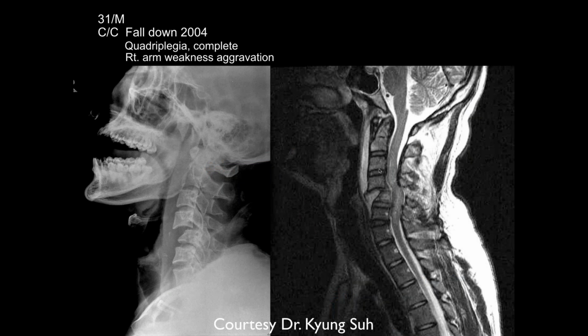Okay, 31 years, fall, quadriplegia, complete arm weakness. So posterior displacement of the C5 with compression of the cord, and the cord has been swollen with increased signal within it. So this is trauma, and just to remind us that trauma can be a cause of myelopathy of the cord.